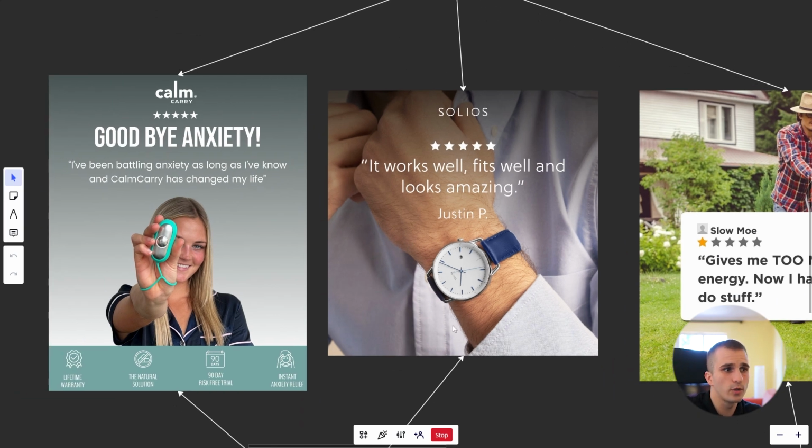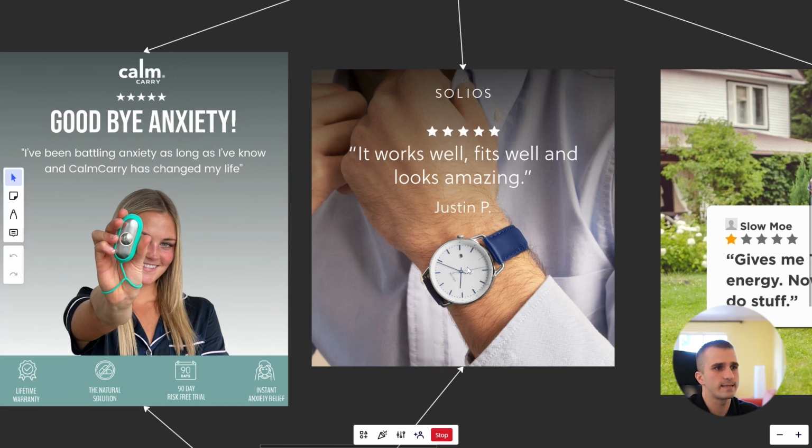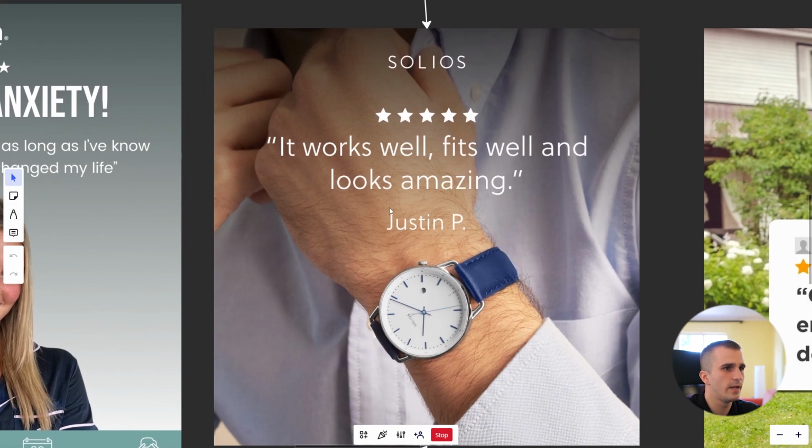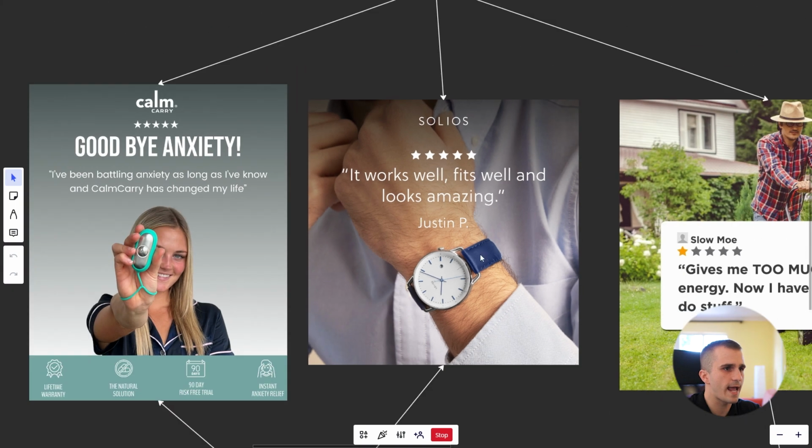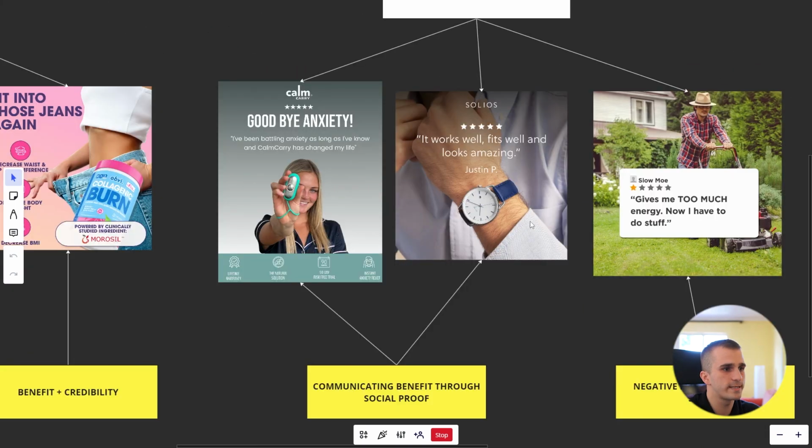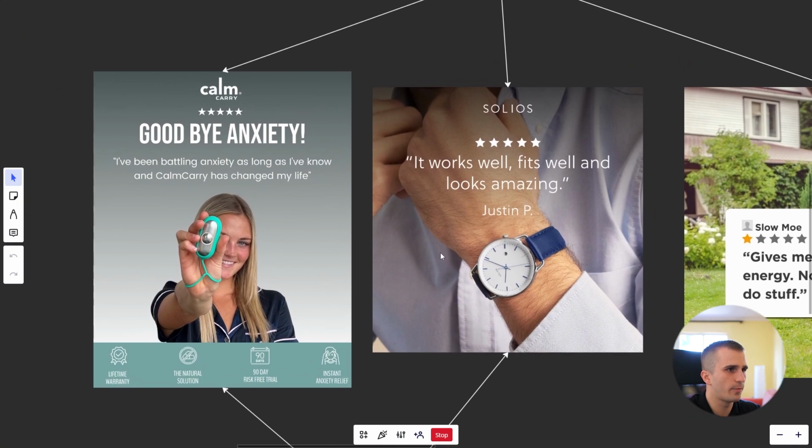What's really good about this ad is how they have positioned the watch in the middle, so you know what this review is about. And the second really good thing is that they have the real name of their customers, which adds even more credibility to this ad. So that is super good. You can see how both of these ads are communicating benefit through social proof. That's a very good thing, and I highly recommend you try it out.